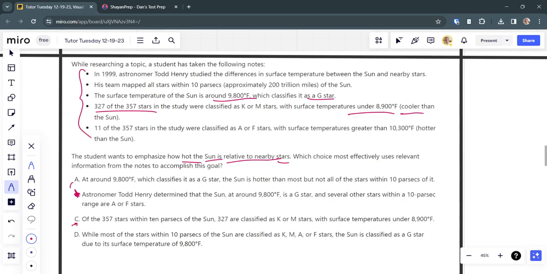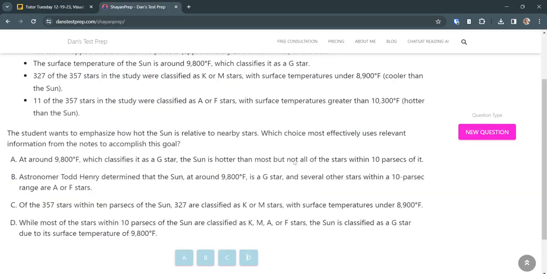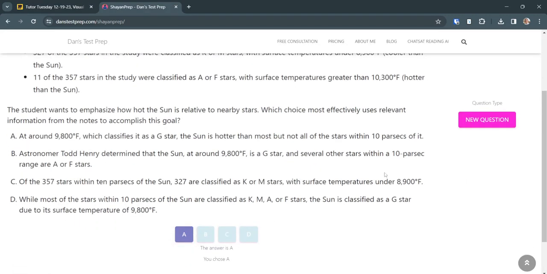C could work, right? It talks about how there's a lot of stars that have this kind of surface temperature, but it doesn't really tell us what's the sun's temperature, so it doesn't really form a good comparison relative to those others. And then D doesn't really emphasize how hot it is, so A is really the best choice that emphasizes how hot this star is. So we should pick A, yes.